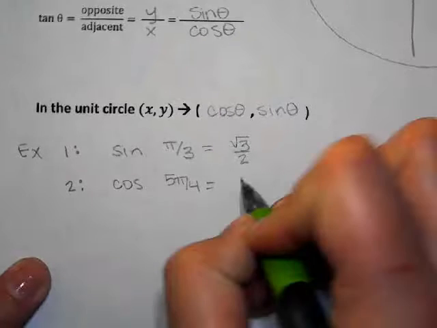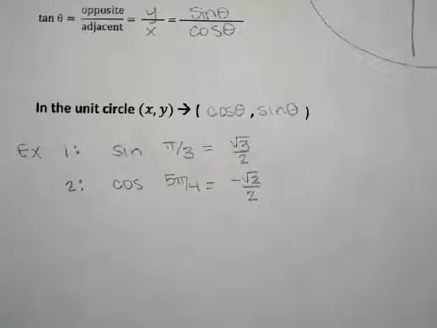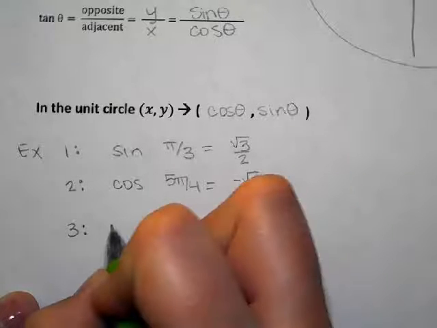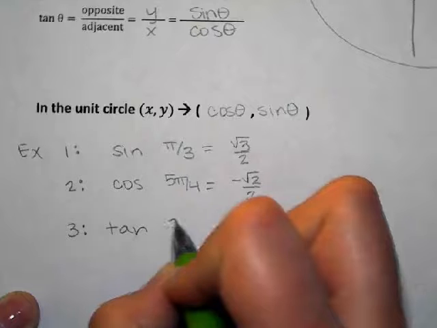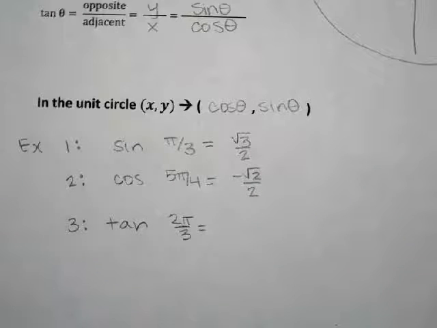All right, we're going to do tan of 2 pi thirds. So for this one, you're going to locate 2 pi thirds. And then we're going to take the y-coordinate, and we're going to take the x-coordinate, and we're going to divide them. So we're going to take the y-coordinate first, which is what? The y-coordinate, root 3 over 2. And the x-coordinate, which is negative 1/2.